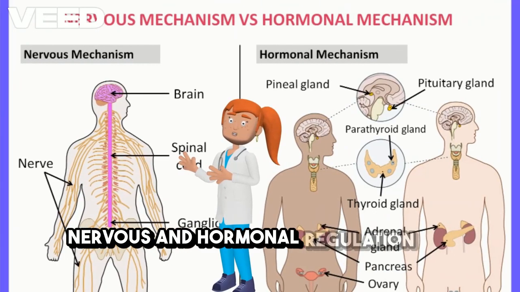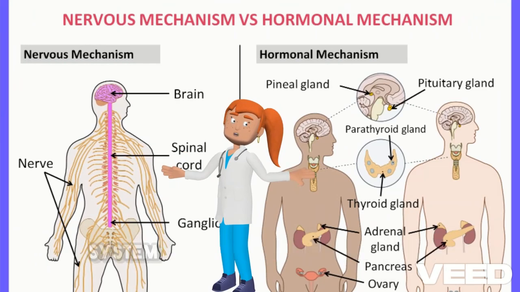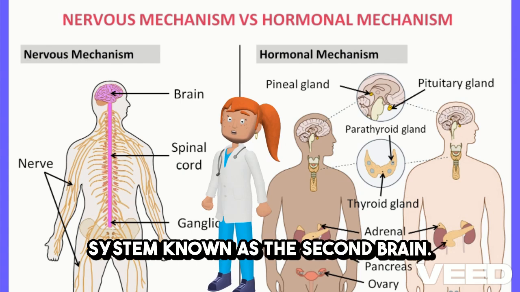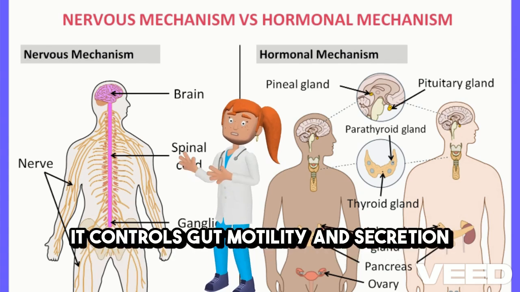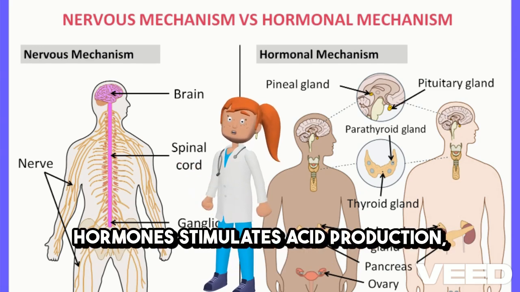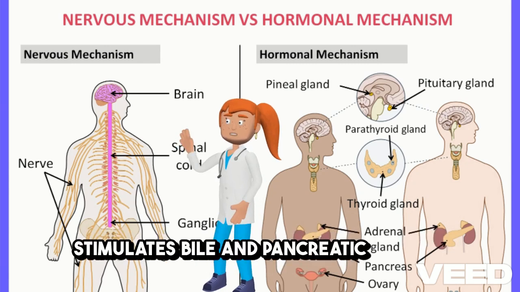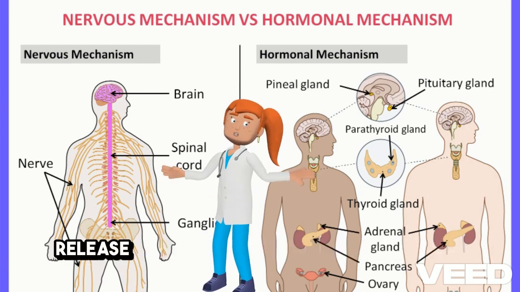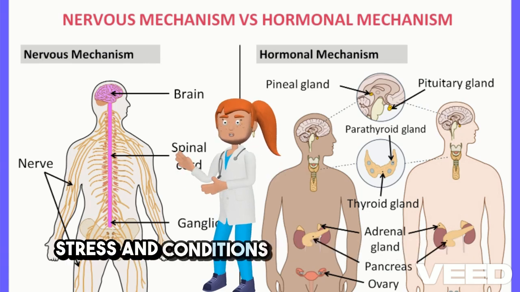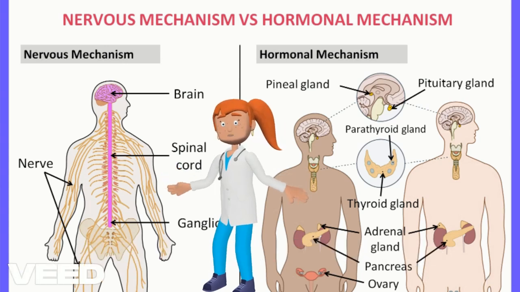3. Nervous and hormonal regulation. The digestive system is regulated by the enteric nervous system, ENS, known as the second brain. It controls gut motility and secretion independently. Hormones: gastrin stimulates acid production. Cholecystokinin, CCK, stimulates bile and pancreatic enzyme release. Secretin stimulates bicarbonate secretion. Clinical relevance: stress and conditions like irritable bowel syndrome, IBS, highlight the connection between the ENS and the central nervous system, CNS.